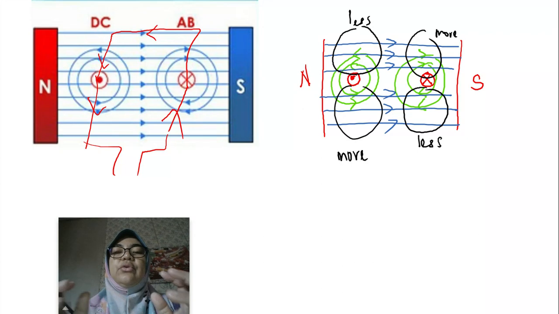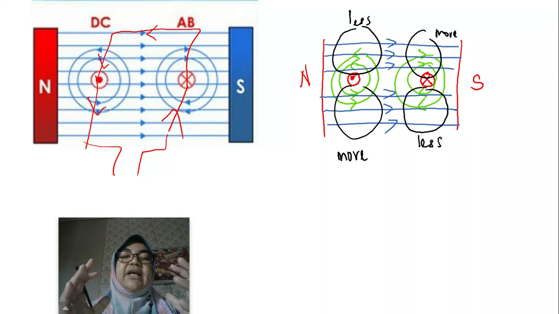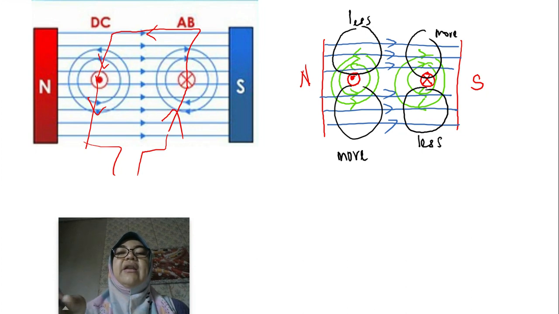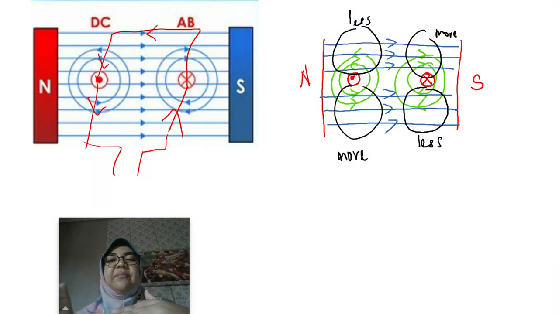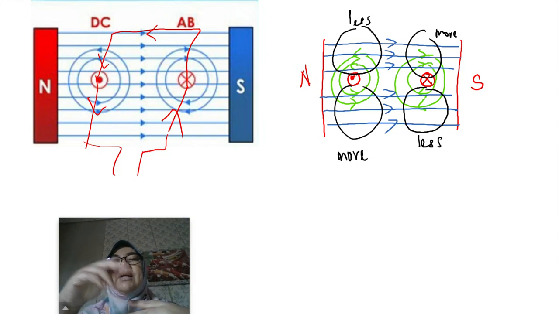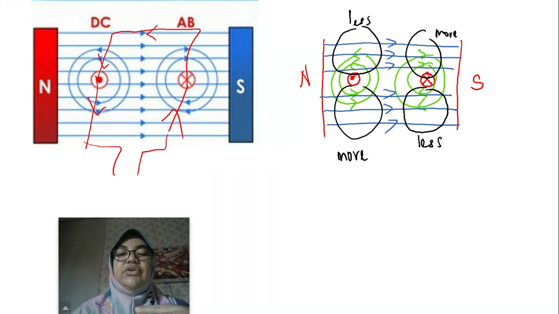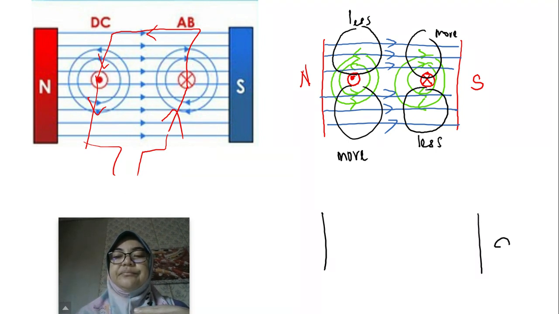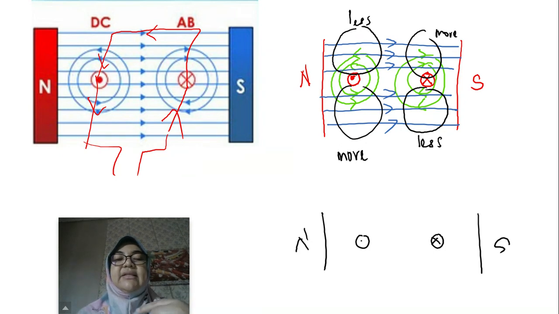Okay, so to know whether the number of magnetic flux or magnetic field lines are less or more, we look at the direction. If the blue color line and the green color line, the directions are the same, then we add. And if the green color line and the blue color line are opposite, so we cancel off. Maksudnya bilangan magnetic flux dia akan berkurang. Okay, so if we draw again the combination of the magnetic field, belah kiri atas less, belah kanan atas more.